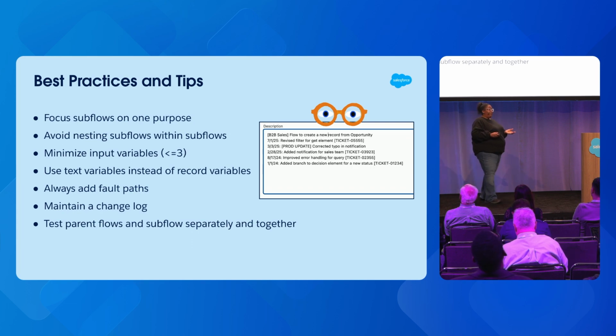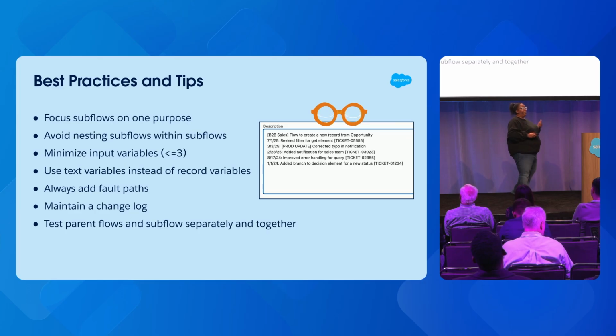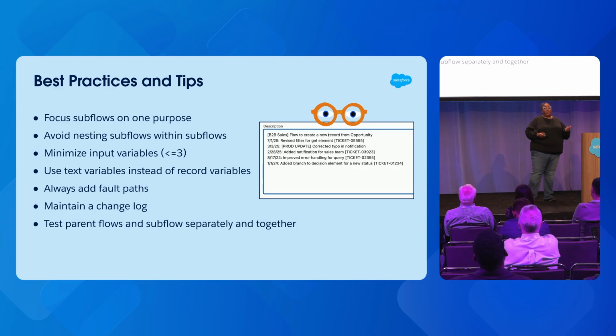Maintain a change log. That's always helpful, especially when you start using the subflow more often. It's important for everyone to know what's going on. And then testing. So when you're testing the subflow, but then you're also testing the parent flow and then testing everything together. Just make sure it all works before deploying.